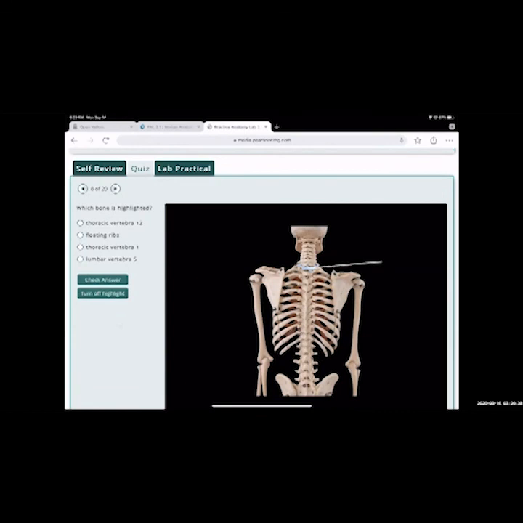Vertebra 1. Thoracic vertebra 1. Yep, because it's not the 12th one. The 12th one's right down here. Can you see my mouse moving? Yes. So this is where your thoracic vertebrae 12 is. Your free floating ribs are 11 and 12 right down here. I can make it move right there. And your lumbar vertebrae number 5 is right down here. Okay, so it has to be thoracic vertebrae number 1.